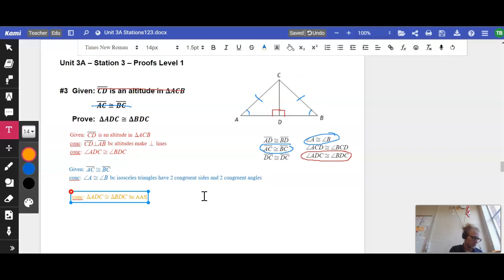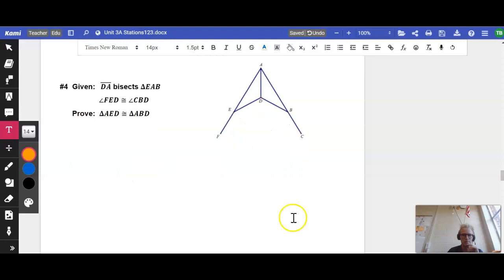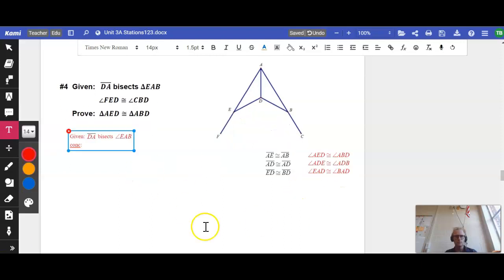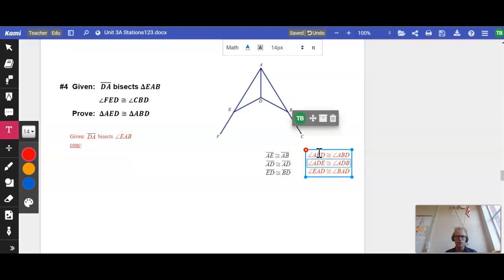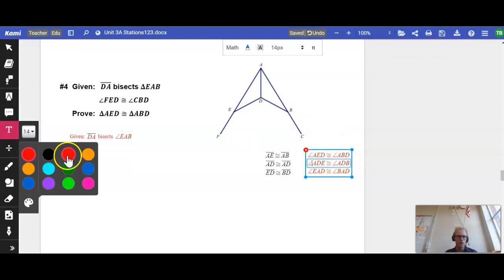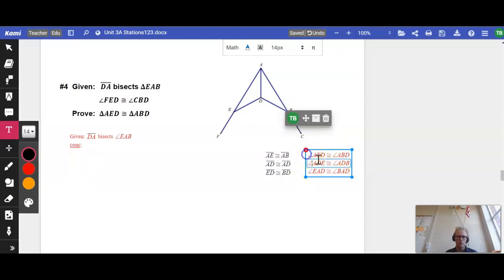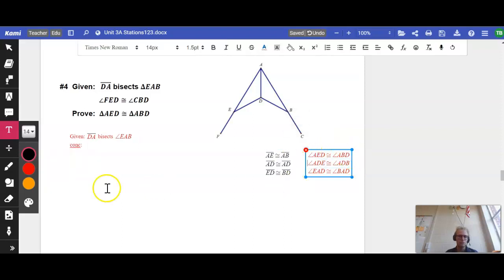Alrighty, last one. I'll pause the video, get all my givens down, and get my corresponding parts. Alrighty, looks like we do have a little bit of a typo here for one of these givens. So it should be angle EAB. It says triangle, but hopefully you notice that difference. So our conclusion here, the keyword that you should have gathered from that, so we're talking about an angle bisector here.